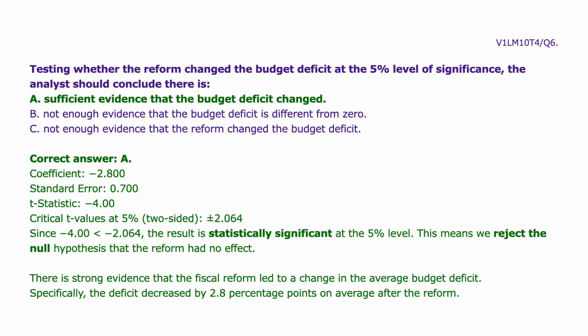Significance is determined by comparing the absolute T-statistic, 4.00, to the critical value, 2.064. Since the calculated T-statistic exceeds the critical value in absolute terms, the null hypothesis of no reform effect is rejected, providing sufficient evidence that the budget deficit changed.